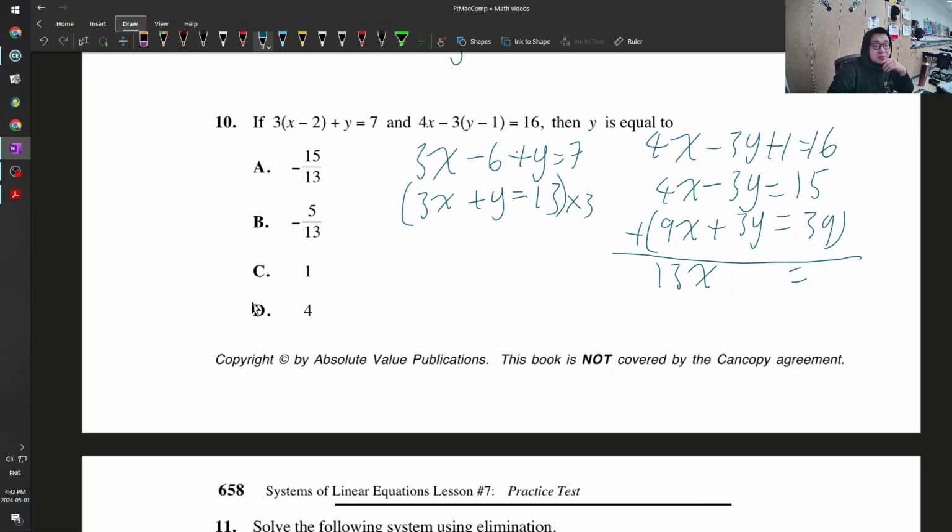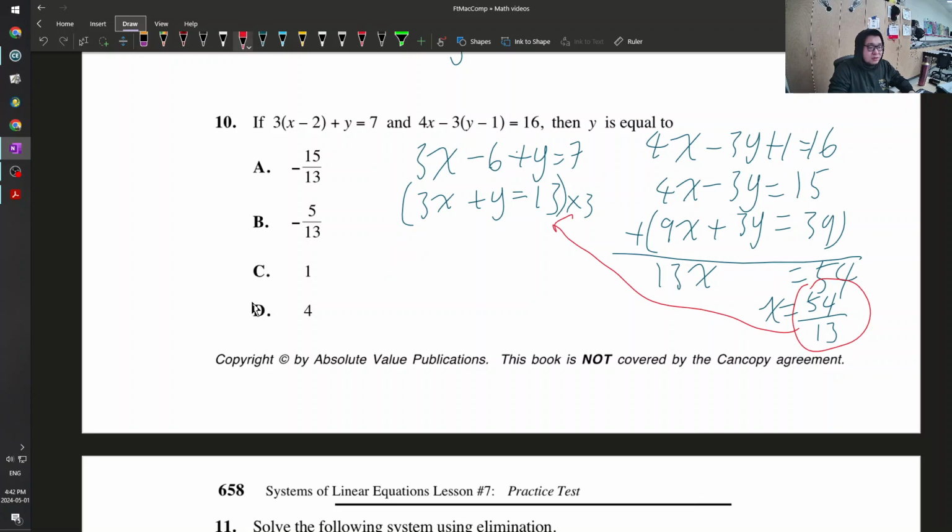I just realized it's probably easier to do it on the calculator. 15 plus 39 is 54. Okay, divide both sides by 13. X is equal to 54 over 13. Now, okay, just double check. Yeah, it looks like it. Okay, now plug x equal to 54 over 13 back into any of the equations. Let's plug into this one right here because it only has a singular y, so it should be easier to work with.